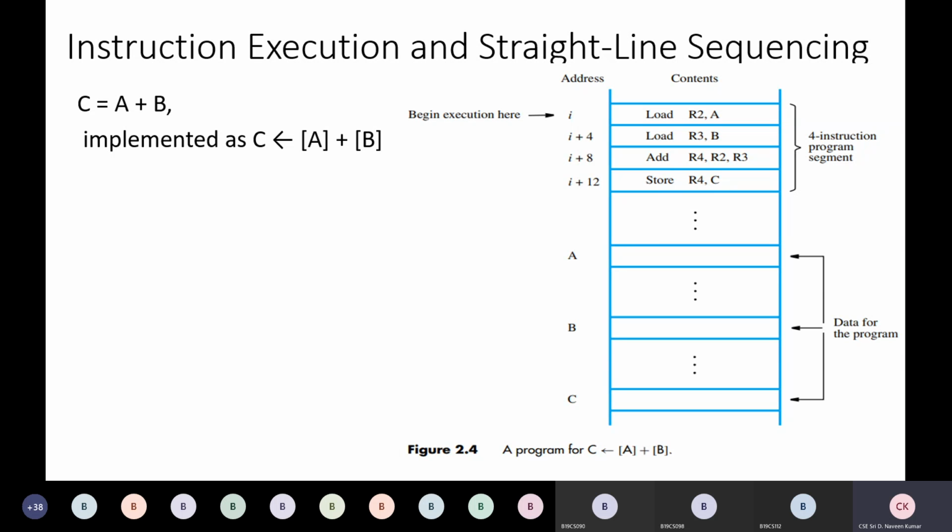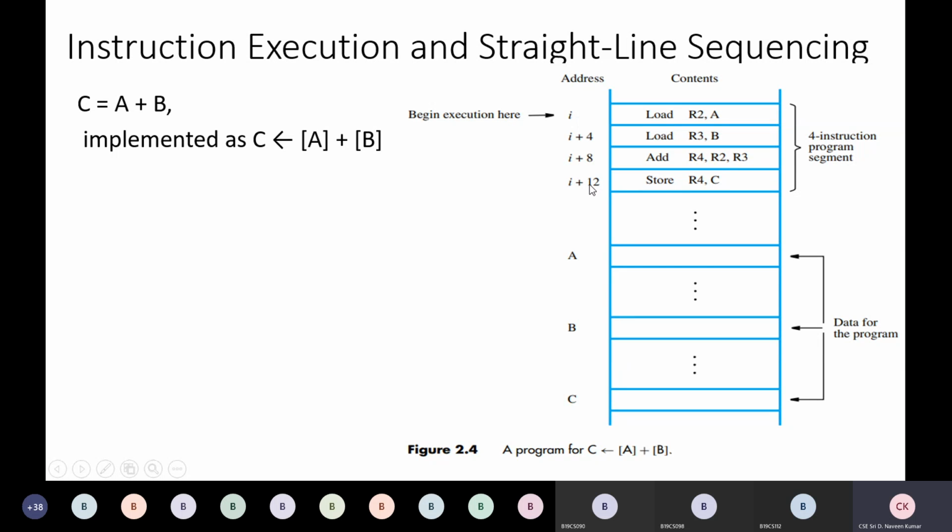So let me know what is the word length here. I is any address. It can be 1000, it can be 2000 or anything. I'm asking what will be the word length. If I is 1000, then this will be 1000 plus 4, 1004. This one is 1008, 1012, right?